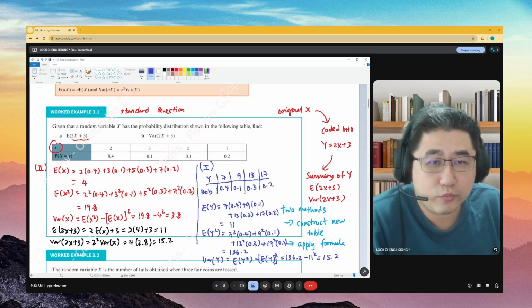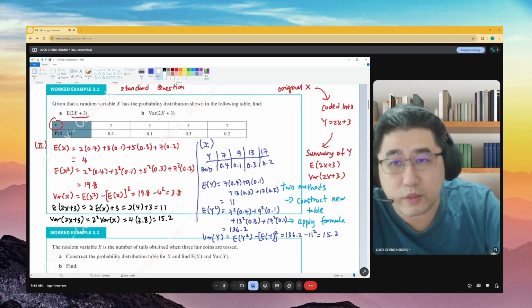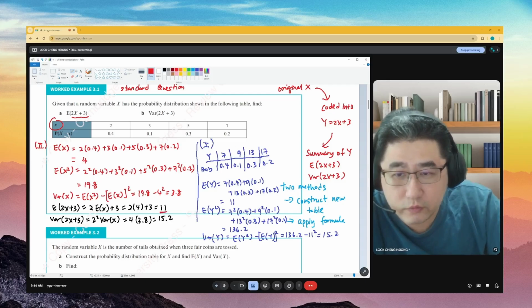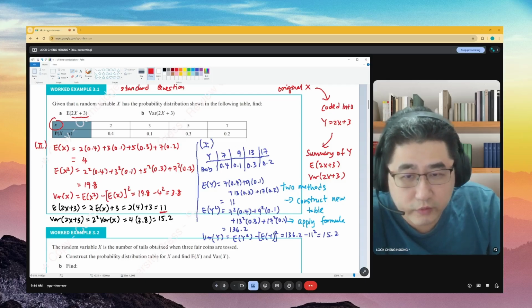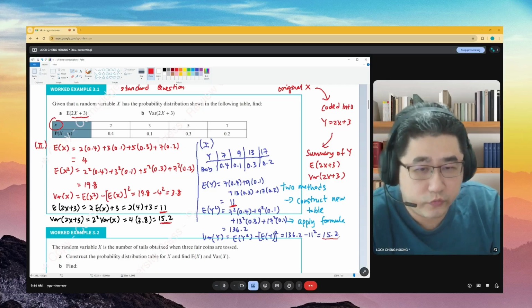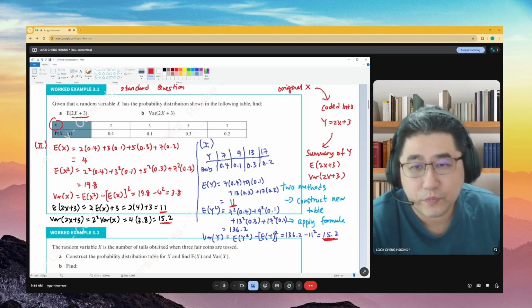From these two methods, you realize that they give us the same result. You will see this is 11, this is also 11. This is 15.2, this is also 15.2. This is how they are being related.